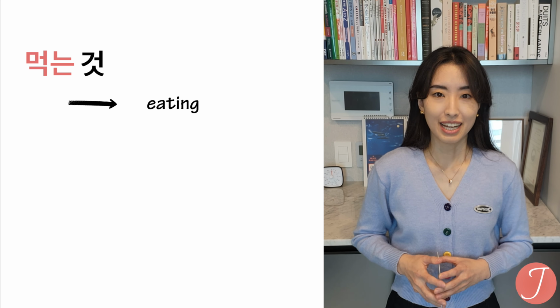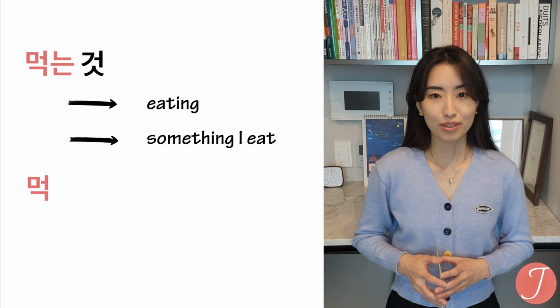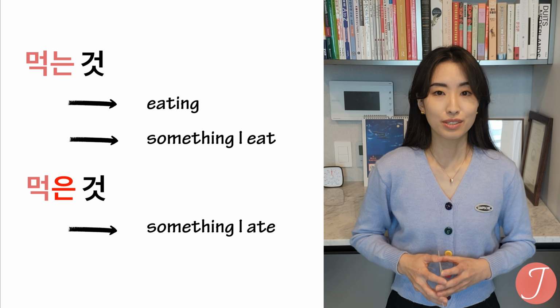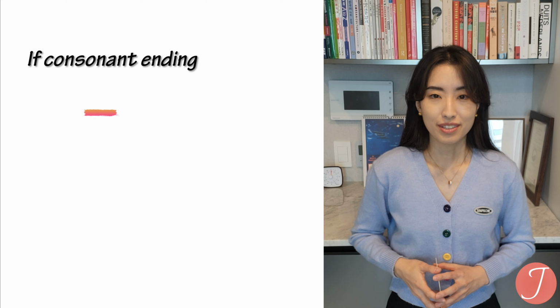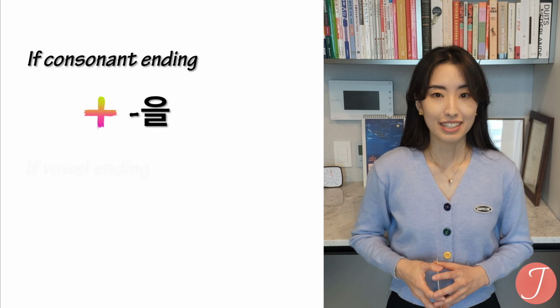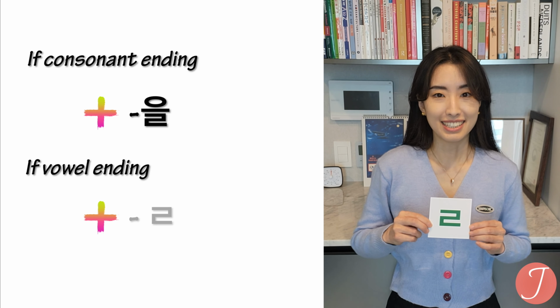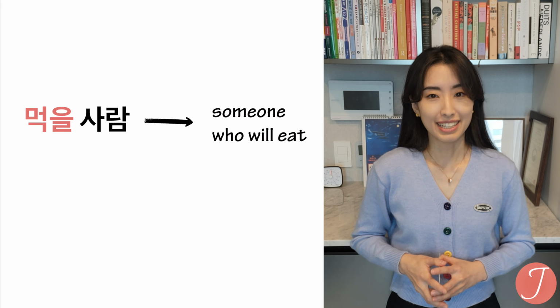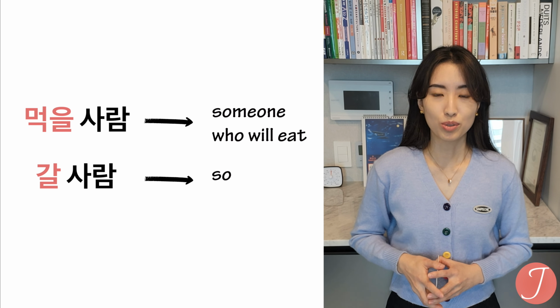And if 것 is used with the past form, then it means an object. For example, 먹는 것 has the meanings of eating and something I eat, but 먹은 것 can only be translated to something I ate. How do we make future forms? If the verb stem ends in a consonant, we attach 을, and if in a vowel, we add 리을. For example, 먹을 사람 is someone who will eat, and 갈 사람 is someone who will go. Also, 먹을 것 means something I will eat.